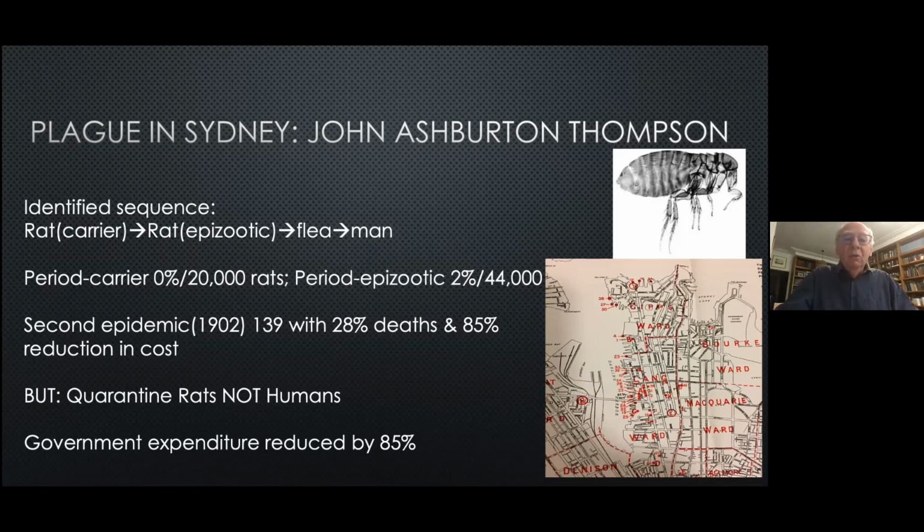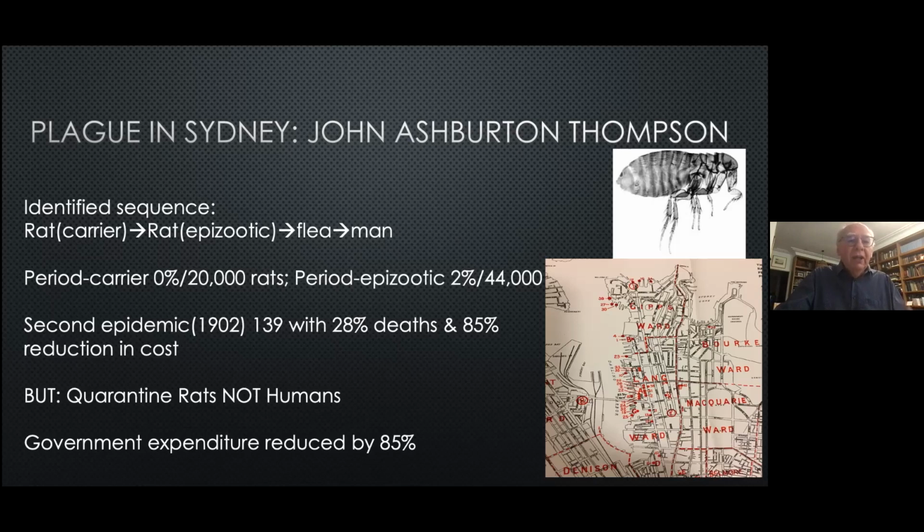When the rats appeared where there was a 2%, and this is in 44,000 rats that he looked at, 2% of those were positive, then it started appearing in humans. And this was an extraordinary piece of basic research showing that when the rat got sick and then excreted the virus into the bloodstream, that's when the fleas would leave the rat and jump on humans. And that's when humans would start getting the disease.